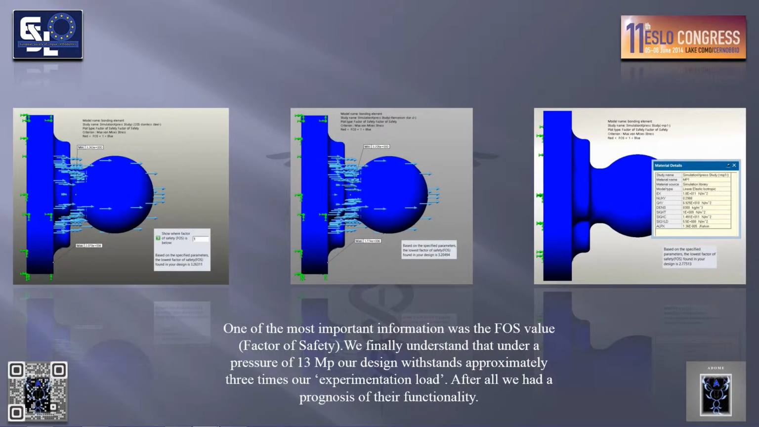One of the most important pieces of information was the FOS value, factor of safety. We finally understood that under a pressure of 13 megapascals our design withstands approximately 3 times our experimentation load. After all, we had a prognosis of their functionality.